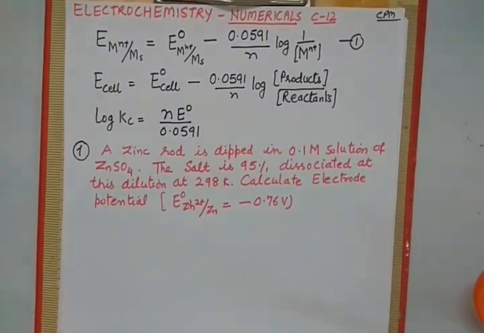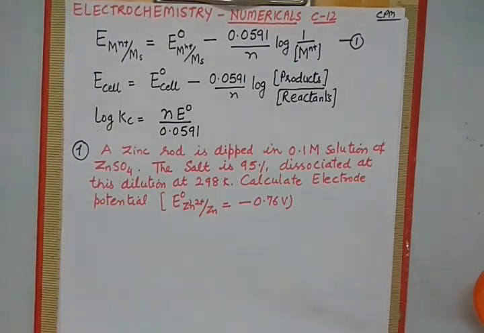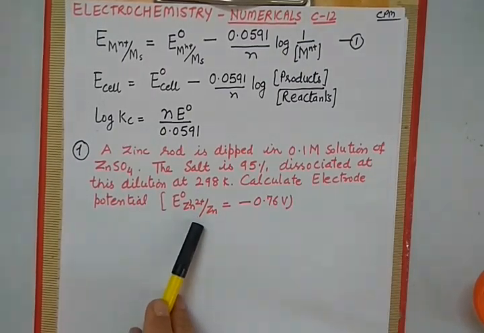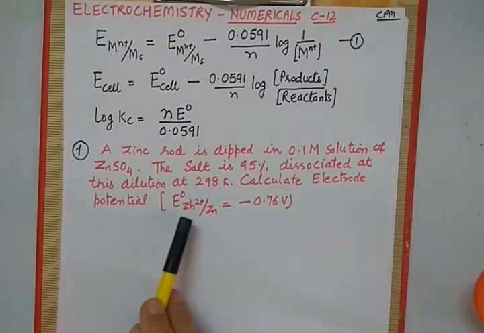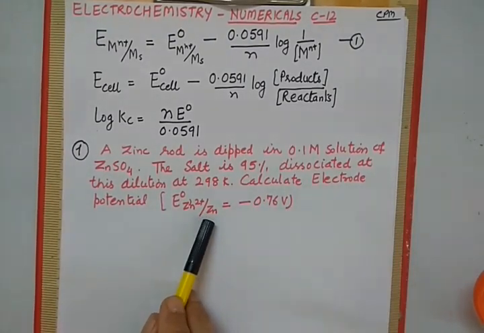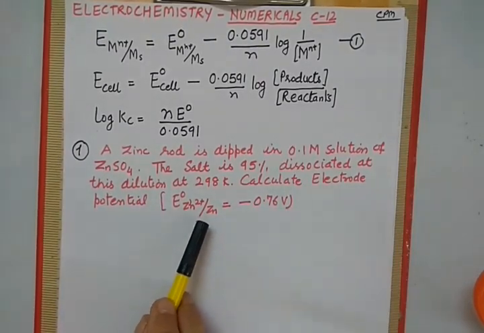a zinc rod is dipped in 0.1 m solution of ZnSO4. The salt is 95% dissociated at this dilution at 298 Kelvin. Calculate the electrode potential. What is given to us? E naught Zn2+ | Zn is equal to minus 0.76 volt. This is the standard reduction potential of the zinc electrode when the concentration of electrolyte was 1 molar.